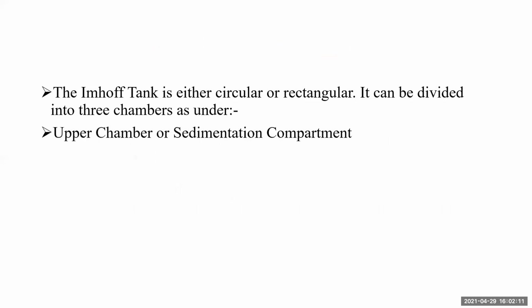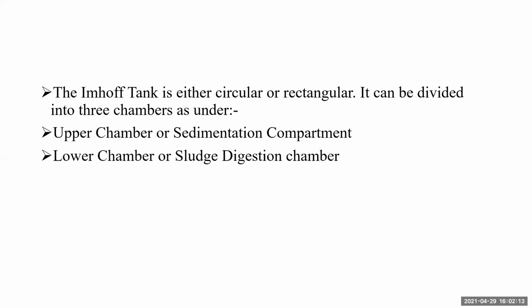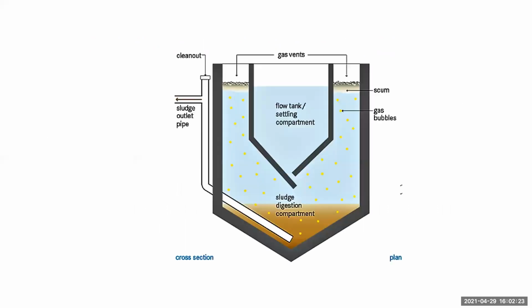Number one, upper chamber or sedimentation compartment. Number two, lower chamber or sludge digestion chamber. Number three is gas ventilators and scum section.